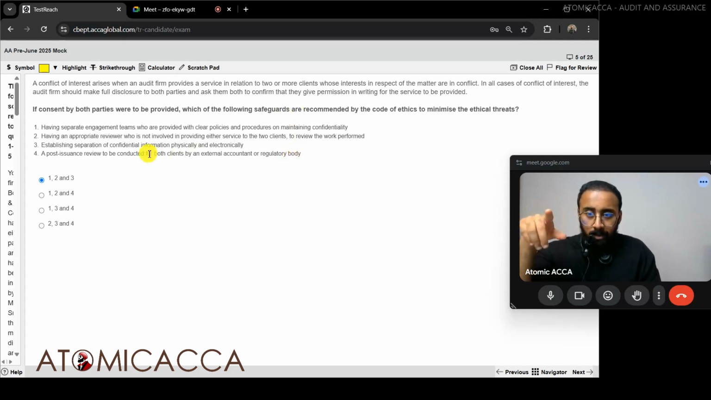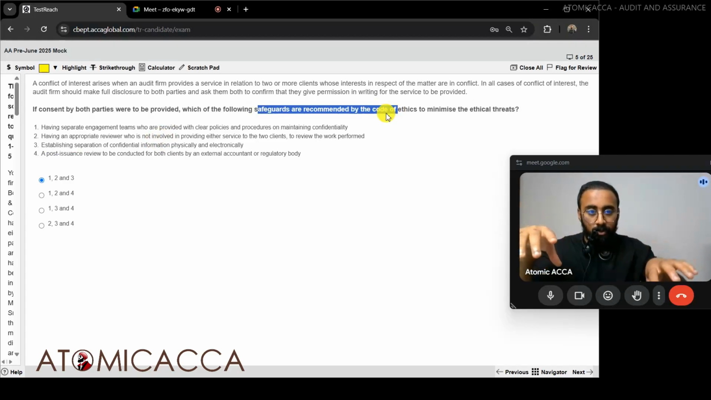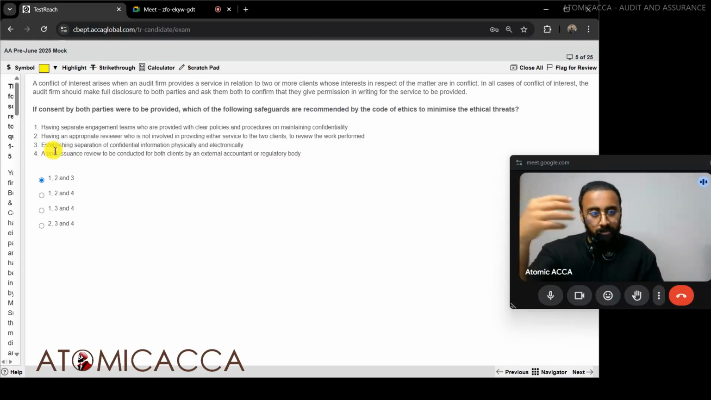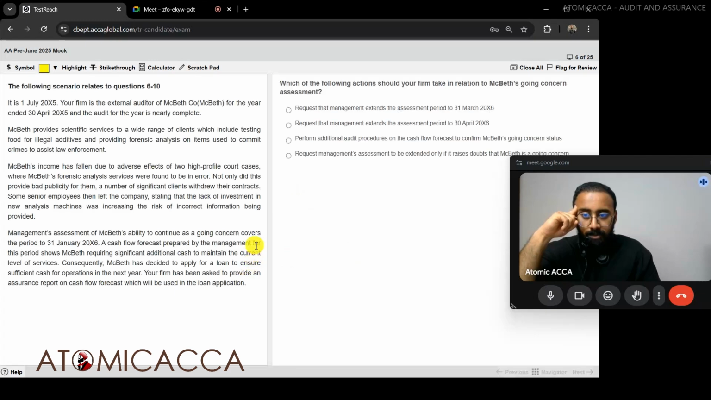Now this is post issuance review. Post issuance review means audit work is completed, audit report is published, then you are doing that review. They are asking what safeguards are to be taken while the audit is going on, how to maintain that ethical threat. Post issuance reviews are after the audit. After the audit you don't need any safeguards, the audit is finished. That means 4 does not become the answer over here. 1, 2, 3 is the answer. So that one is also done.